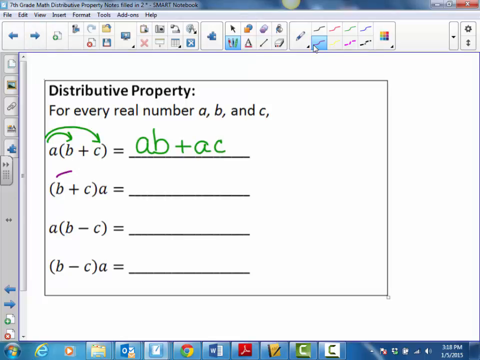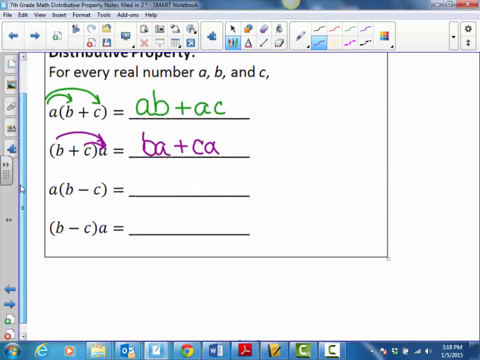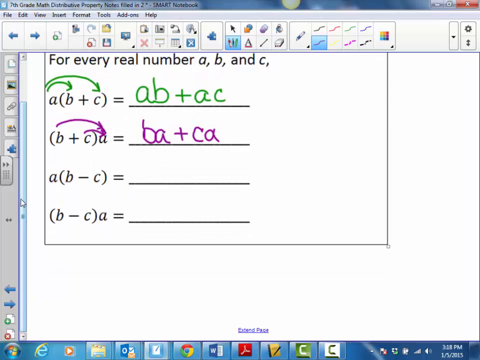On the next example, I have B times A plus C times A. Example number 3, I have A times B minus A times C. In the last example, I have B times A minus C times A.